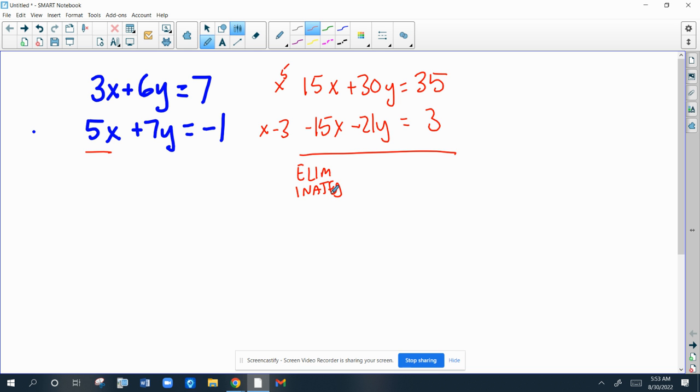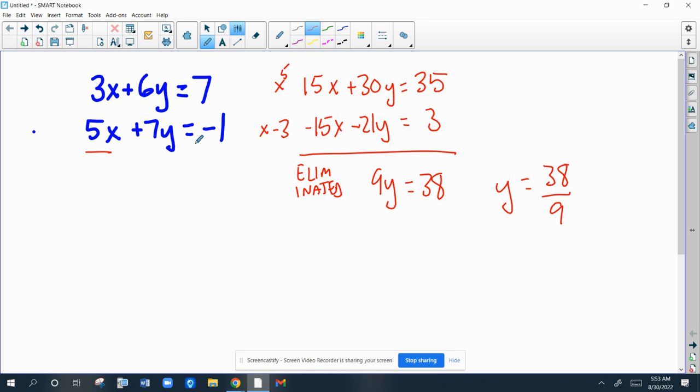15x plus negative 15x is 0. So keep adding. 30 plus negative 21 is 9. And then 35 plus 3 is 38. So y equals 38 over 9. So that's y. Now we have to solve for x. Now what you can do is plug this y in for either one of these equations and then solve for x.